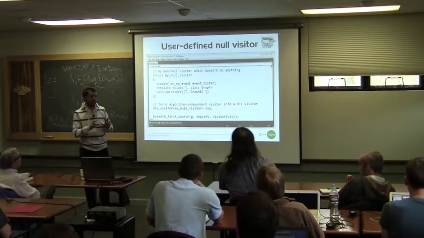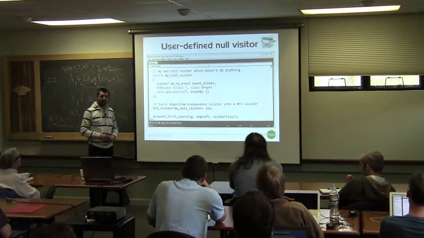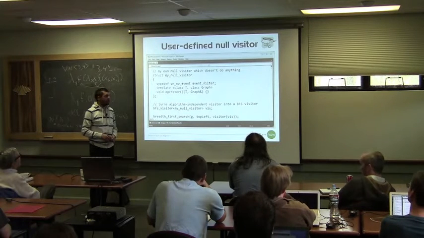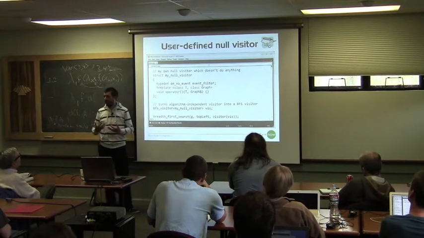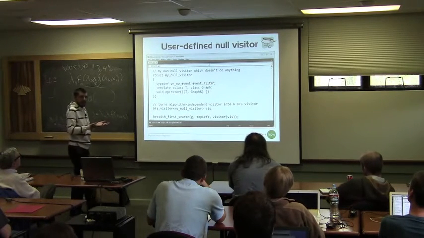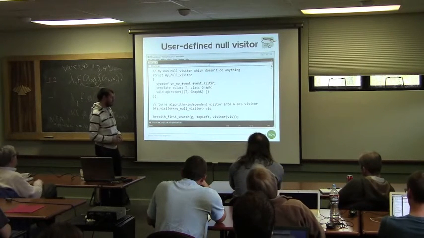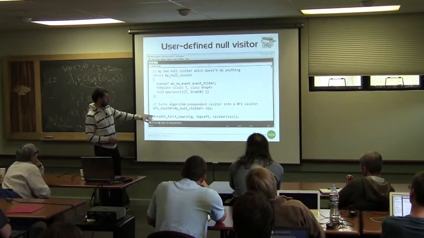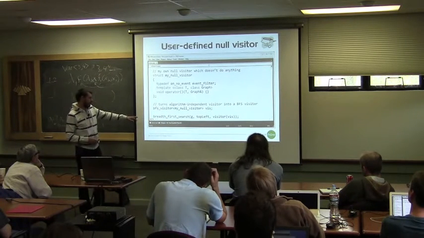Okay, now I want to change this example a little bit. So far I've been using a null visitor from the library. I want now to create my own null visitor just to get an idea how this works. How does the code look like? At this point my null visitor doesn't do anything either, but at least I get an idea how I define my own visitor. So let's maybe start here from the breadth first search invocation again.